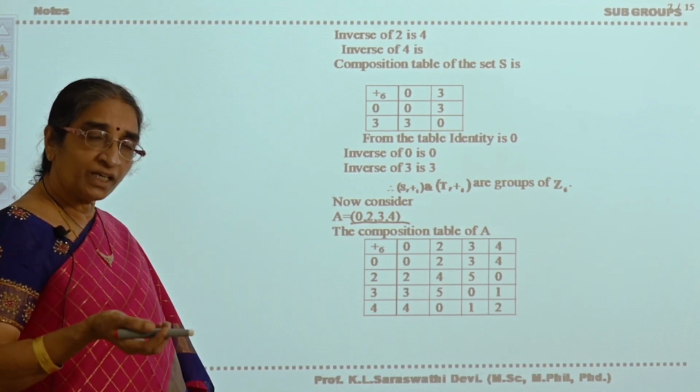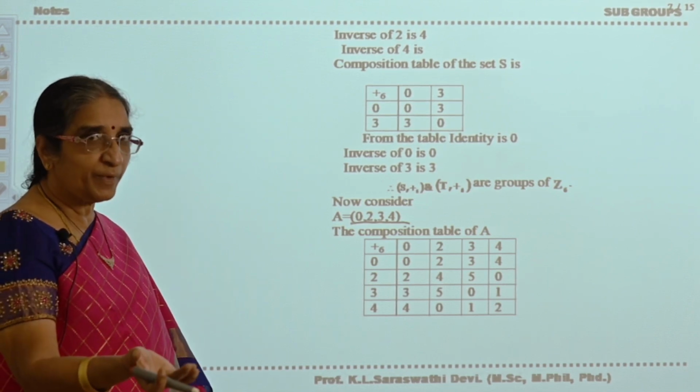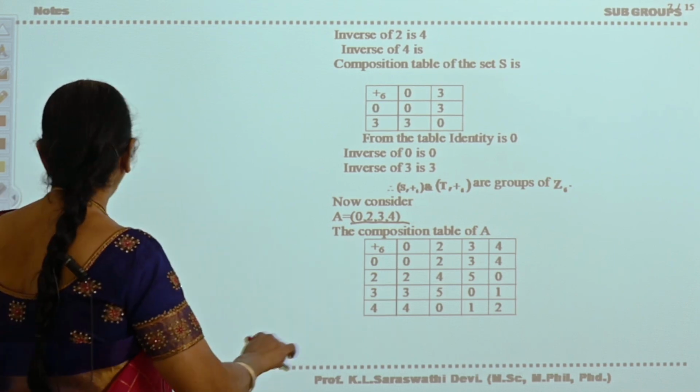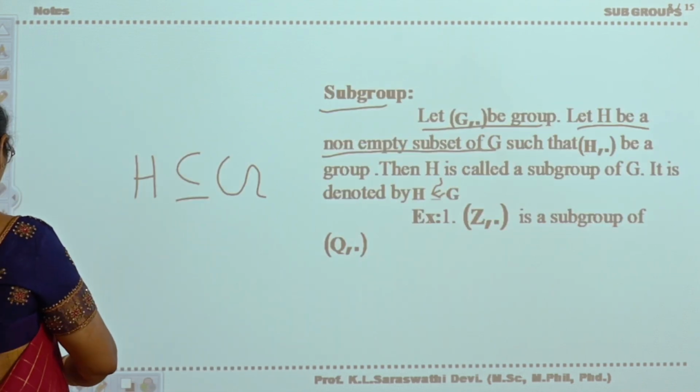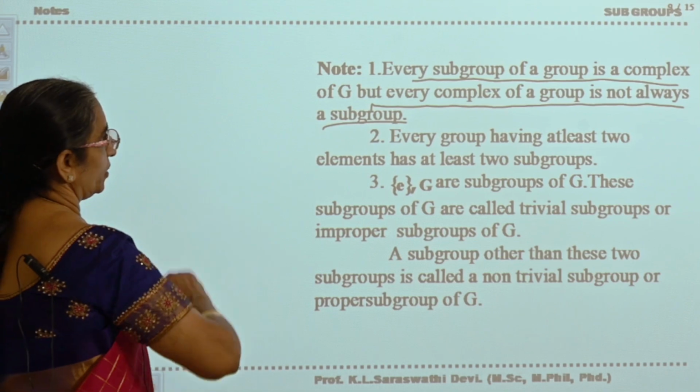So, what can you say? Every subgroup will be a complex, but every complex need not be a subgroup. Is it clear? That is the thing here.